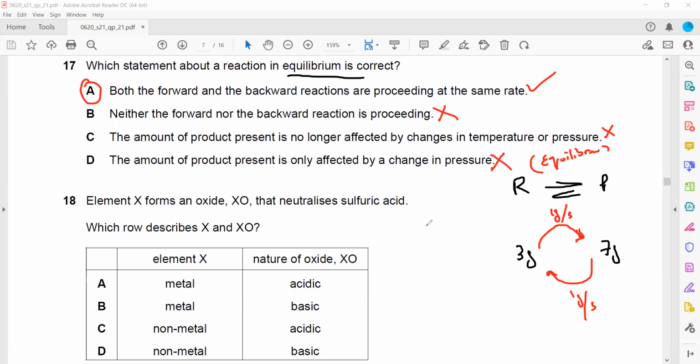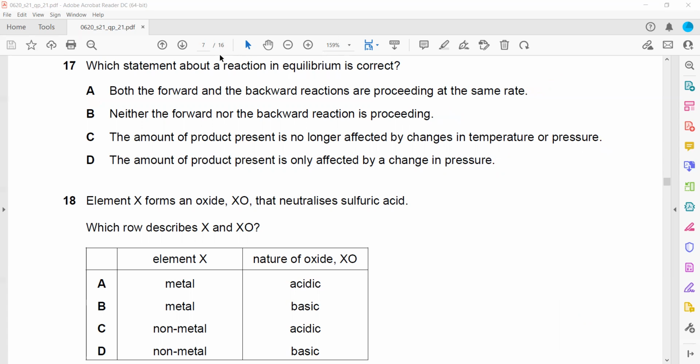Remember, for a reversible reaction, the amount of the product can be affected by the concentration of reactant and product, or addition of reactant or product. It can be affected by temperature, and it can be affected by pressure as well. So all these three factors can affect the position of equilibrium. So A is the right answer, which shows that the rates of the forward and backward reactions are the same, or occur at the same speed.